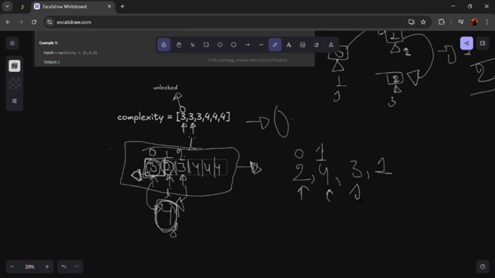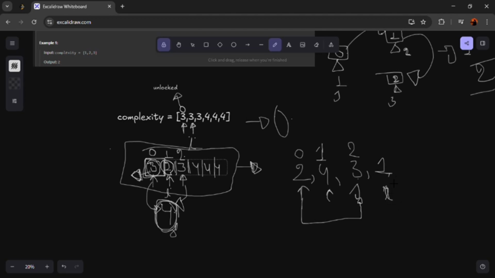Now this first computer is unlocked, but it does not have the complexity less than the second computer, so it can't be unlocked by this, but it has the complexity less than the zeroth computer. Okay, but if it has the complexity greater than the zeroth computer, so it can be decrypted by the zeroth computer. Okay, now we move to this computer.